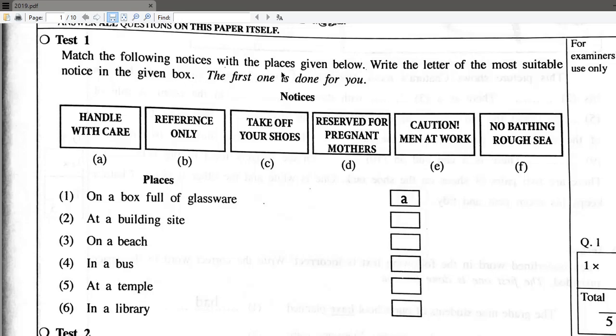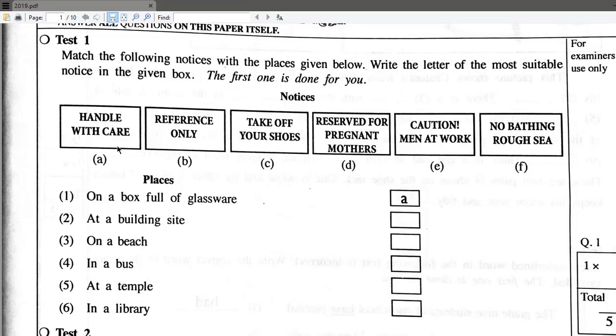Match the following notices with the places given below. Write the letter of the most suitable notice in the given box. The first one is done for you. So usually, my dear children, in a particular test, the last line indicates an activity. What do I mean when I say it indicates an activity? It means that it is in an italic or italicized font. The first one is done for you means they have already shown you how to complete the activity.